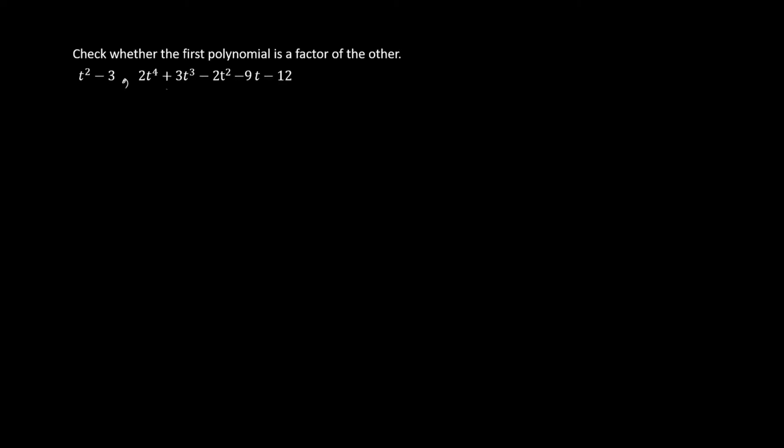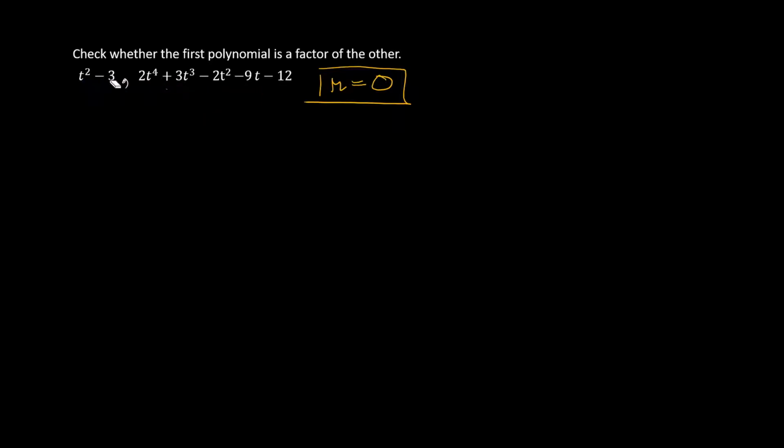Check whether the first polynomial is a factor of the other. Now, to check if any polynomial is a factor of another polynomial, what we need to do is see if this divides the other polynomial and we get the remainder as 0. Okay, that's one way to do it.